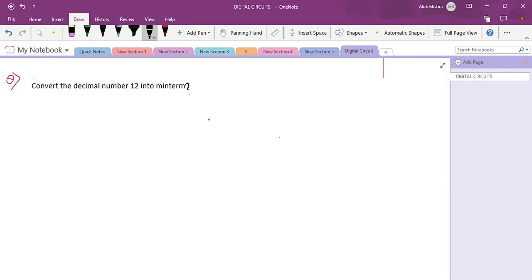Absolutely correct. Now, suppose I'm giving you a minterm A, B bar, C, D bar, then what is the binary number for that? So what is the decimal form of that? Very good. Okay. Write the heading.